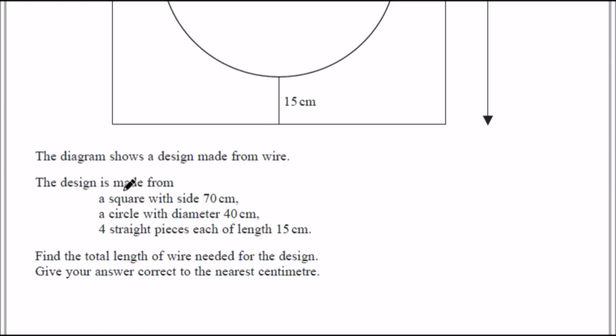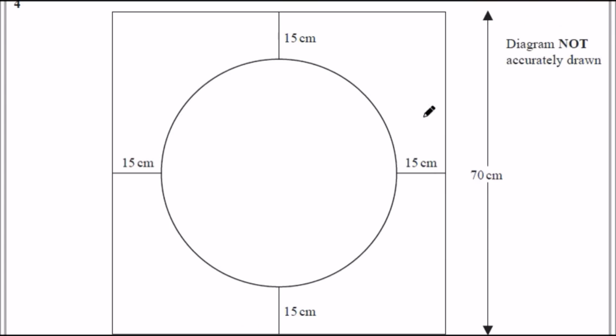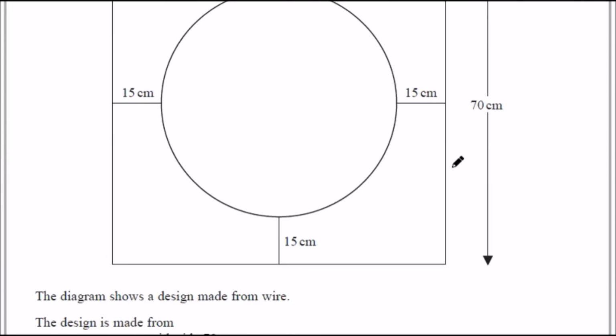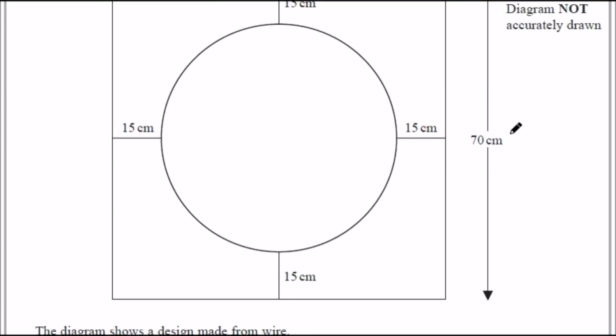It says that the diagram shows a design made from wire. The design is made from a square with a side of 70 centimeters. So this whole shape is a square, so 70 around. The circle with a diameter of 40 centimeters. So this means the line across here is 40, so we can even add that in. So the line across here should be 40, meaning that the radius would be 20 and 20. So we can just say r equals 20, just in case we need it.